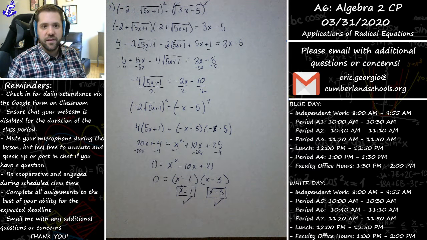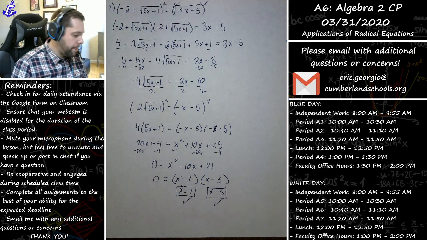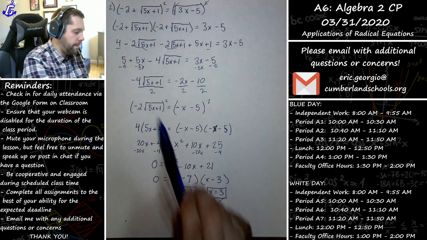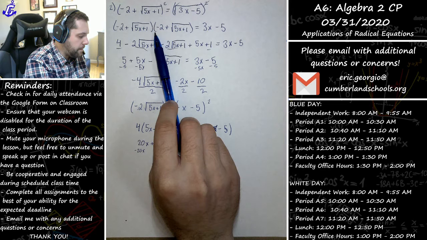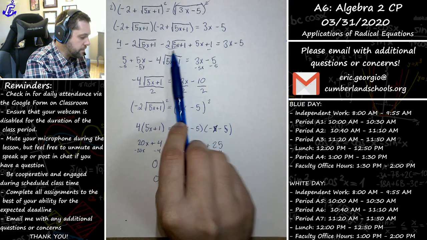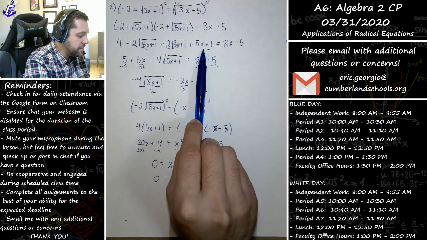Mr. Giorgio, I just had a quick question. Oh, what's up? So when you're distributing at the beginning, when you multiplied the radicals with each other, I guess I'm kind of confused on how you got positive, like without the radical 5x plus 1. Right here, this last one? Where would that come from?